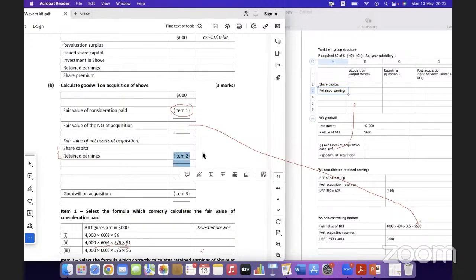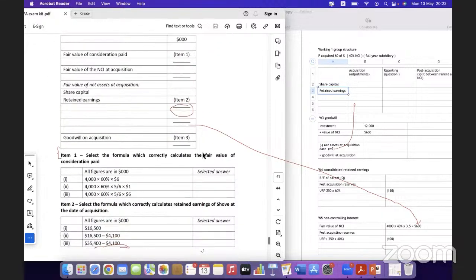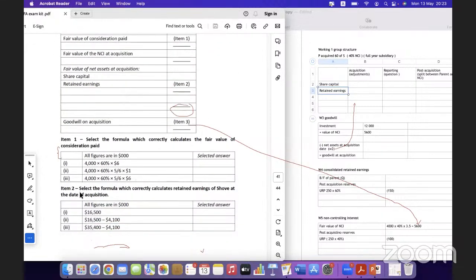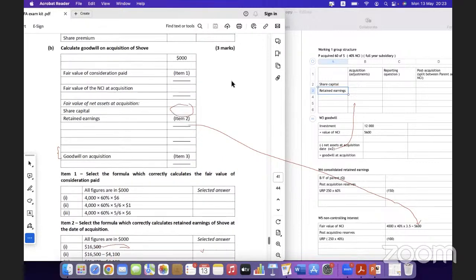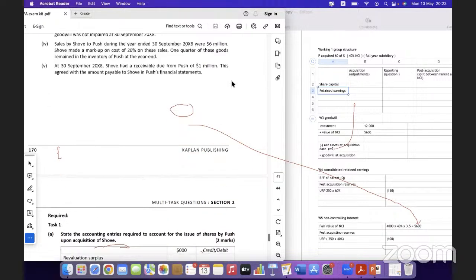Little tricky. So let's go through and see, guys, item number 2 in our question. They are asking, select the correct formula which correctly calculates retained earnings at the acquisition date. So they have given us 3 options. Okay, let's see what is the issue that we are having over here.